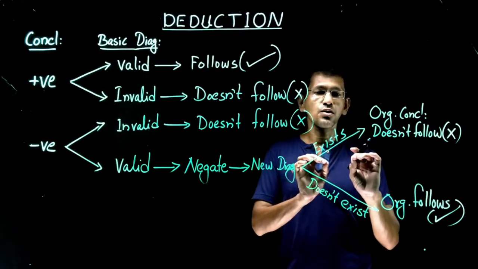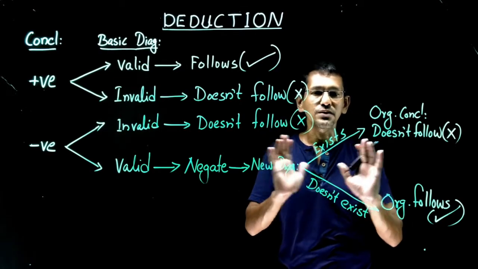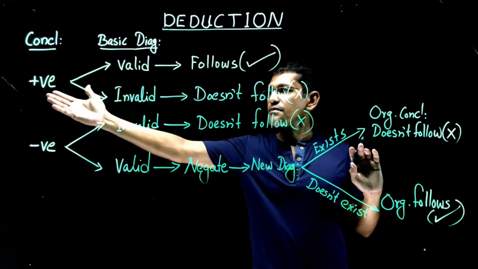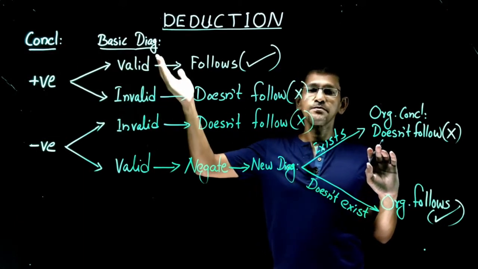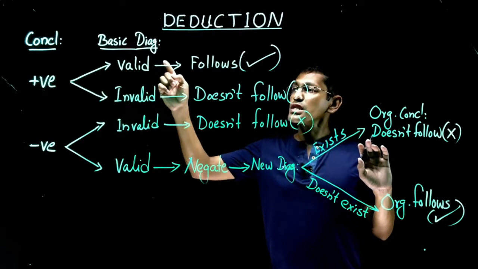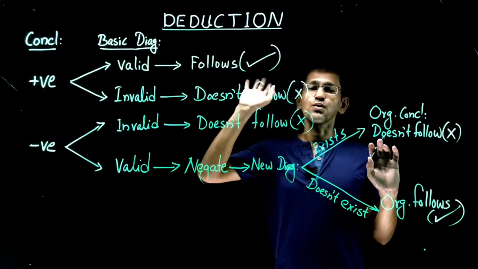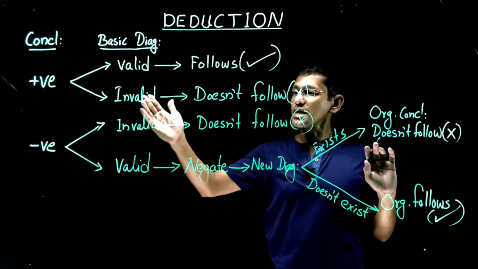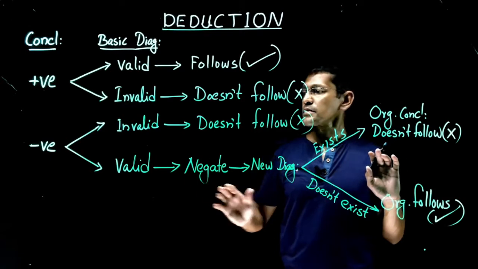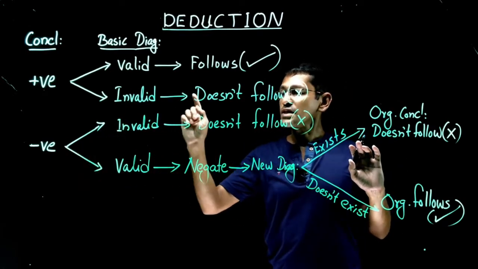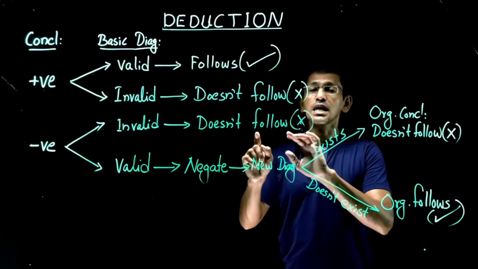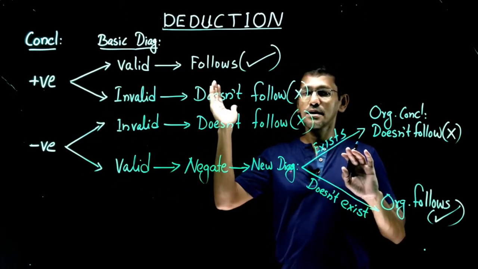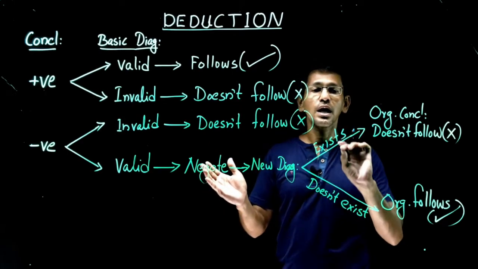If you get a conclusion, that conclusion must be either positive or negative. There is no other way. If the conclusion is positive, then we check it with the basic diagram. And if it is valid, definitely it follows. If a positive conclusion is invalid for the basic diagram, it doesn't follow. And a negative conclusion, if it is invalid for the basic diagram, doesn't follow. And if a negative conclusion is valid, well, then we have to go for additional 2 steps.